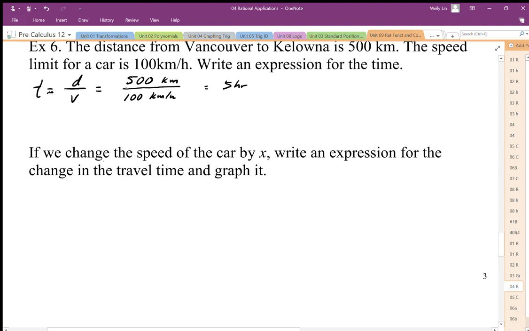So what happens if we change the speed of the car by x? So what's the new expression for time? So the time expression is going to be the displacement. Well, the displacement is still 500 kilometers from Vancouver to Kelowna. Now the new speed is going to be 100 plus x kilometers per hour.